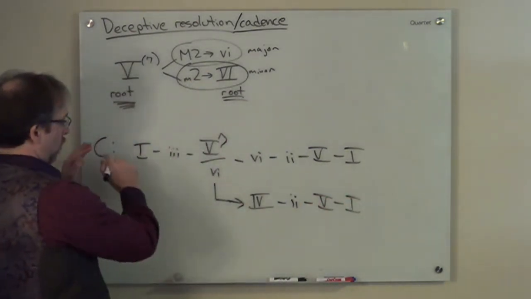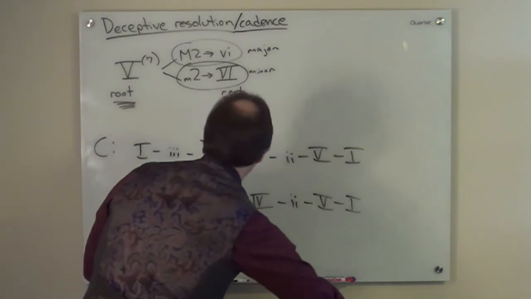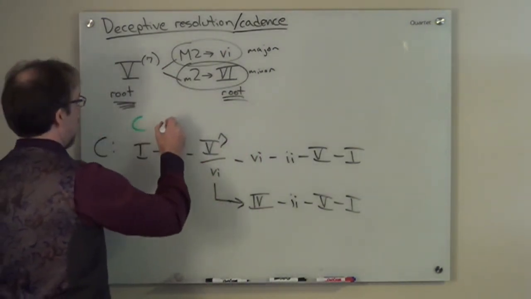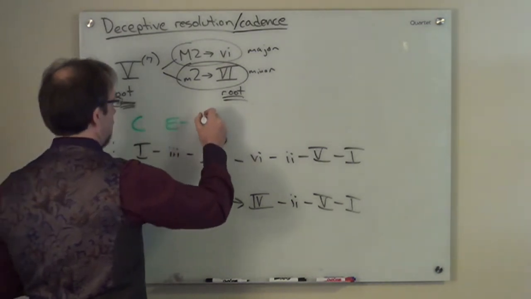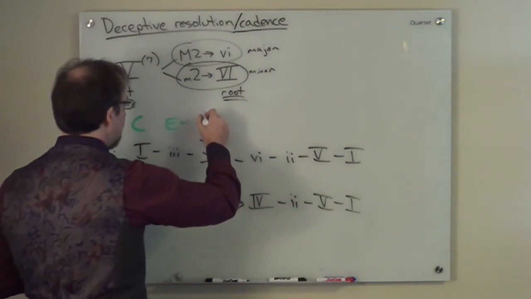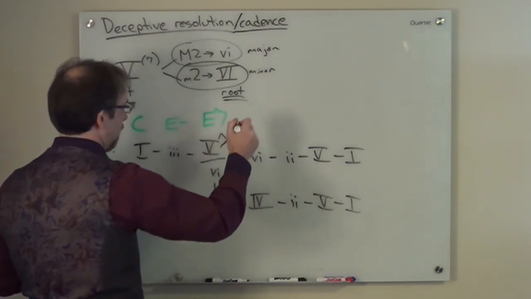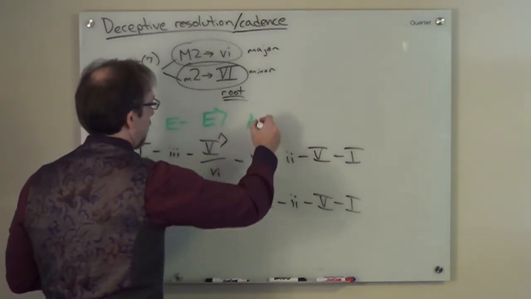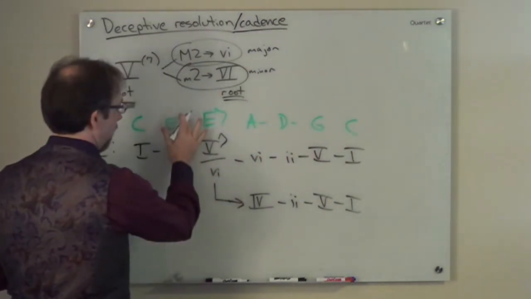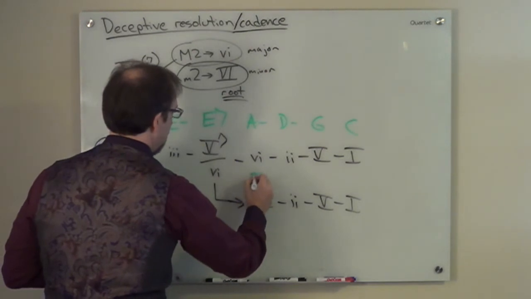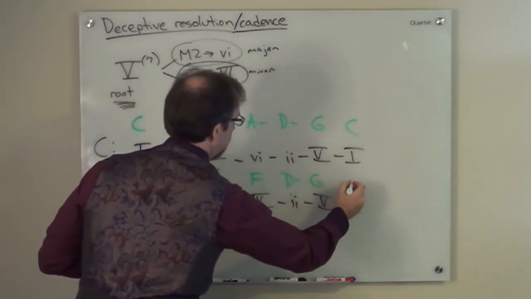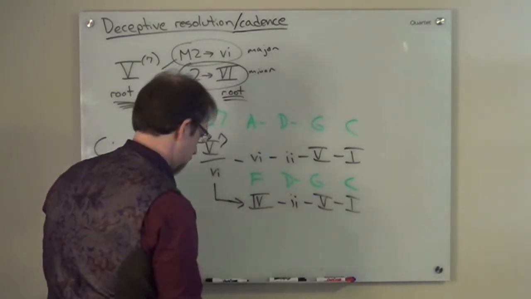So we can branch. Let me label what those lead sheet symbols would be. C major triad, E minor triad. 5-7 of 6 means that we're dealing with an E7, A minor here, D minor, G major, C major. The E7 resolving deceptively goes to an F major triad. Then we go back again on the D minor triad, G major triad, C major triad.